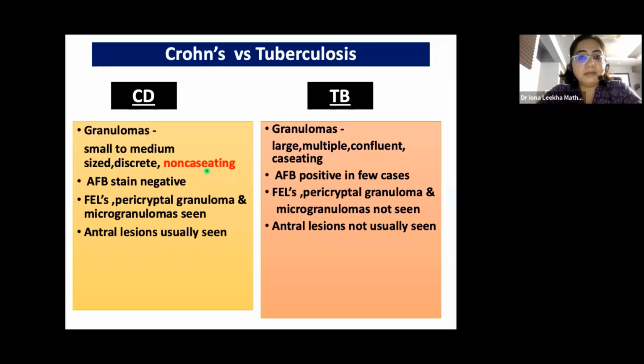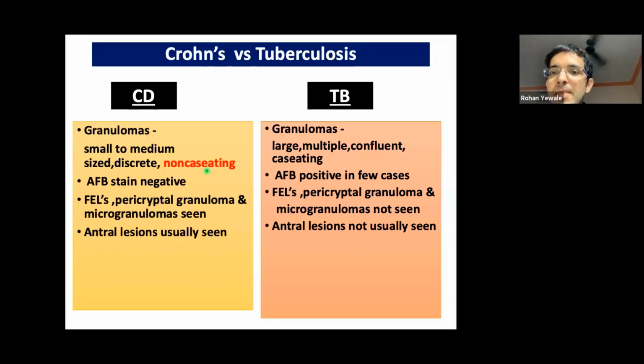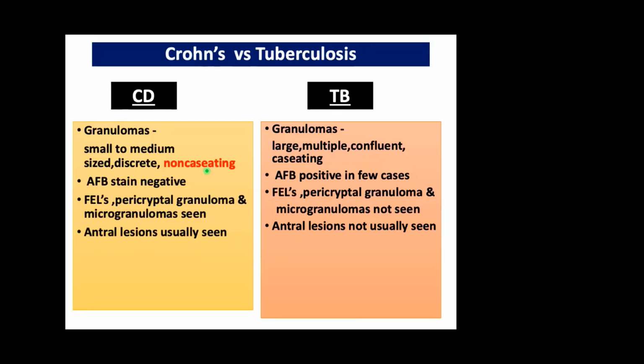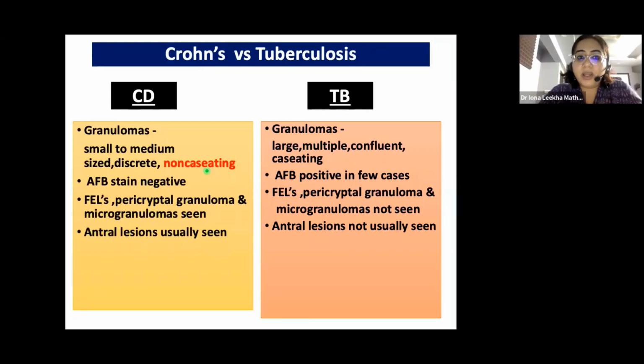So how do you differentiate Crohn's and tuberculosis? Okay, coming to granulomas, the granulomas in Crohn's disease are usually small, discrete, non-caseating, non-confluent, whereas tuberculous granulomas will be large, multiple, confluent, and caseating. AFB stain is negative in Crohn's, whereas it will be positive in a few cases in tuberculosis. Focally enhanced lesions, pericryptal granulomas, and microgranulomas can be seen in Crohn's disease, whereas they are usually absent in tuberculosis. Antral lesions are usually seen in Crohn's and usually not seen in tuberculosis. However, this is debatable now.